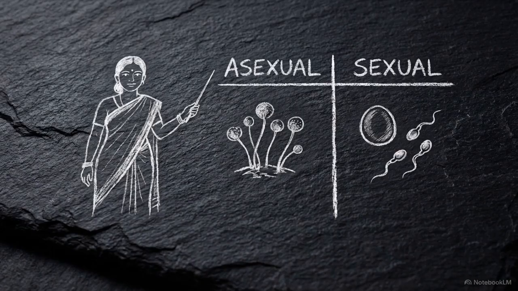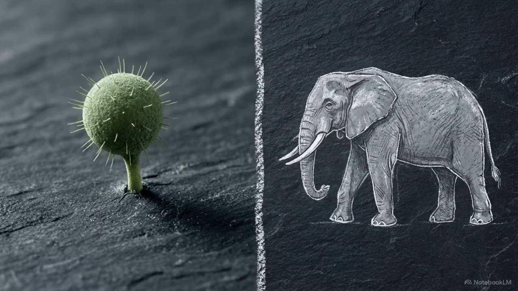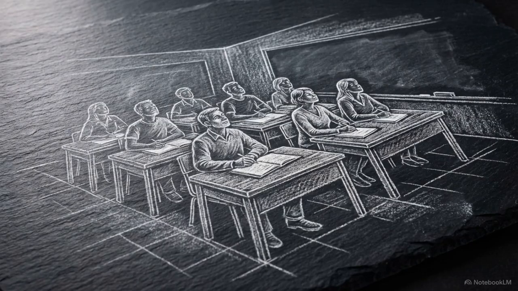Nature uses two different strategies to make this happen: asexual and sexual. Whether it's a tiny fungus or a large animal, reproduction is the mechanism every living thing uses to occupy its environment and pass life on to the next generation.